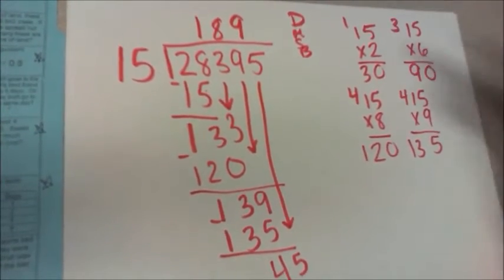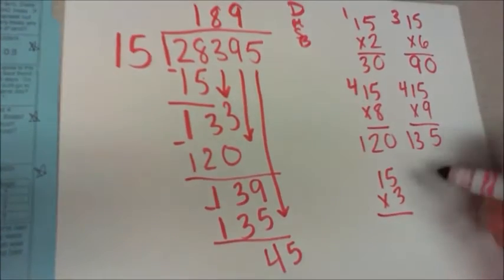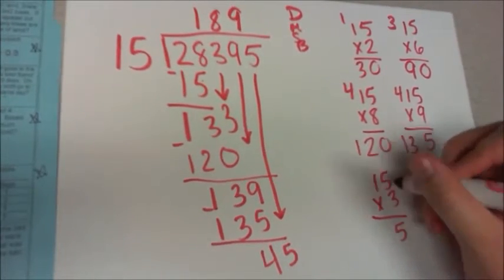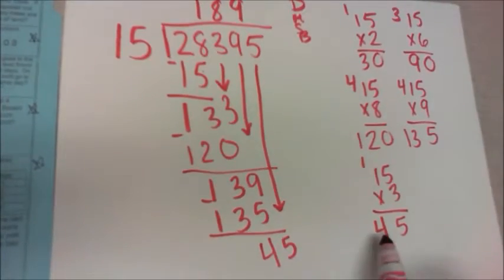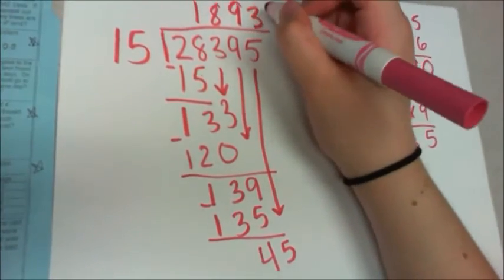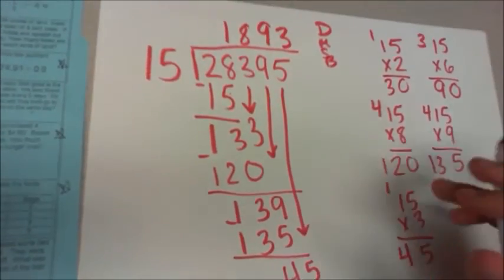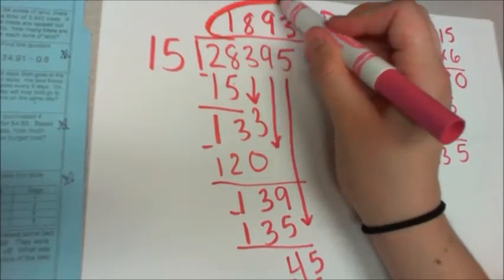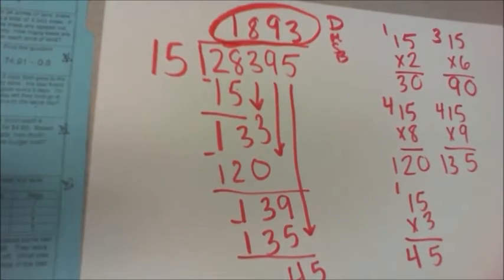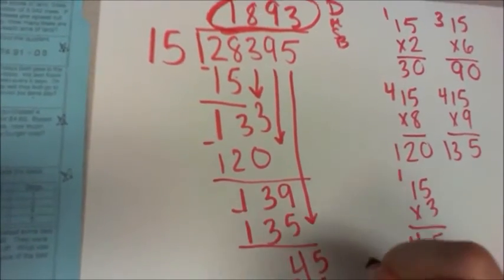Well, 15 times 2 is 30. Let's try 15 times 3 and see if we can get to 45. 3 times 5 is 15, carry the 1. 3 times 1 is 3, plus 1 is 4. That's what we're looking for. So 3 times 15 is 45. We subtract. We get to 0. There's no other numbers to bring down, which means 28,395 divided by 15 is 1,893. Make sure you have all this work down. Pause the video if you need to.